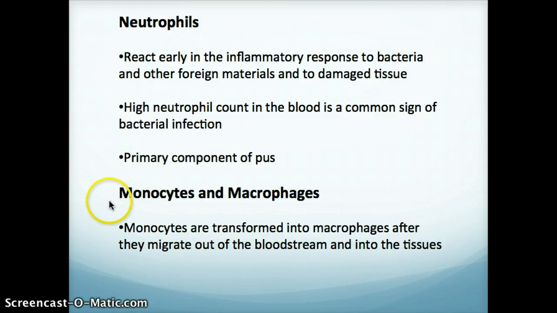The next 2 cell types are monocytes and macrophages, which are actually basically the same cell. Monocytes will be transformed into macrophages after they have migrated out of the bloodstream and into the tissues. So it's actually a maturation process. Monocytes become those macrophages, and then they're ready to participate in phagocytosis.